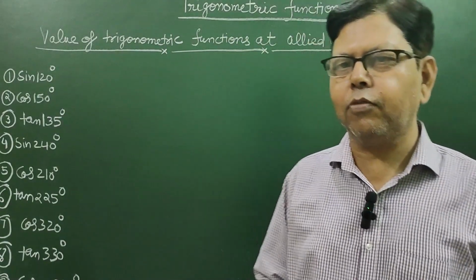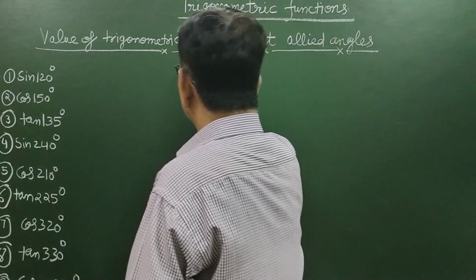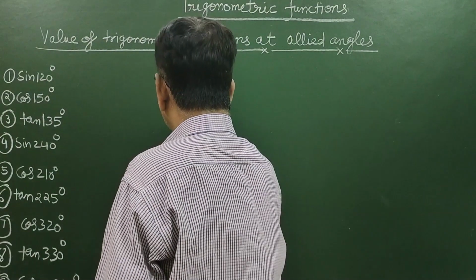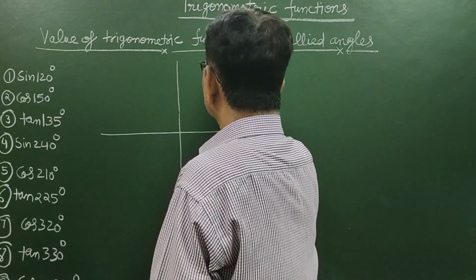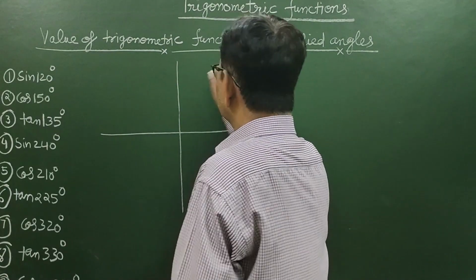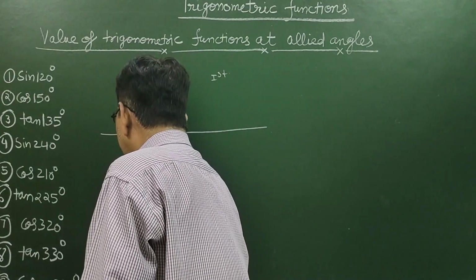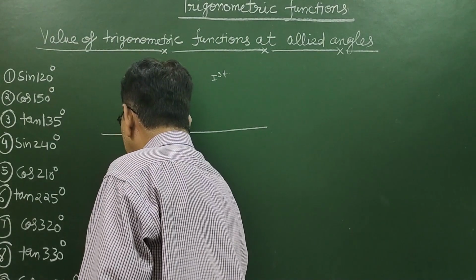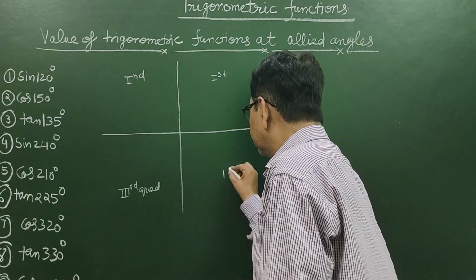Trigonometric function sine 120 degree, its value. So first let us draw the quadrants. First, second, third quadrant, fourth quadrant.